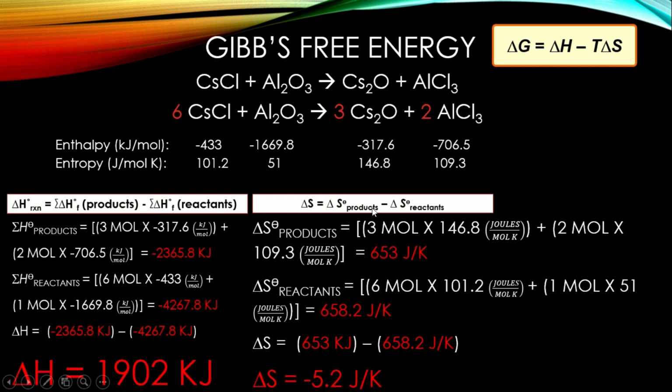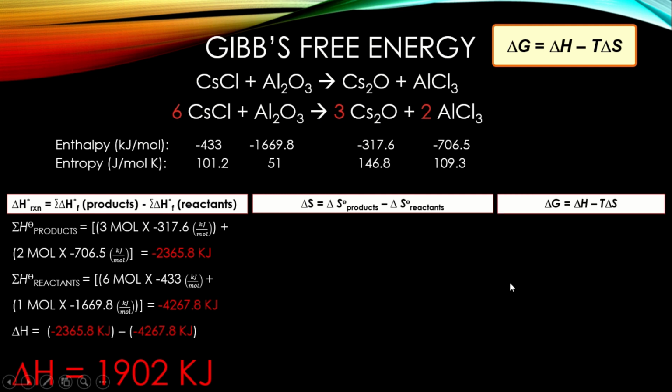Same process, i-minus natin yung ating mga nakuha. Product minus the reactant to get the overall change in entropy. So, 653 joules over Kelvin, ito yung sa ating product, minus 658.2 joules over Kelvin, which is our reactant. Ang lalabas ay negative 5.2 joules over Kelvin. Ano ang ibig sabihin uli ng negative kapag entropy? Ibig sabihin mas umayos. Ibig sabihin nabawasan ng disorderliness. So negative entropy.